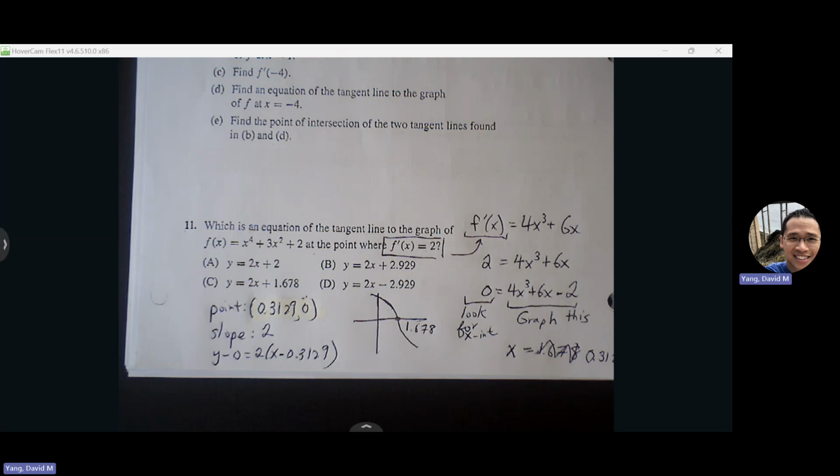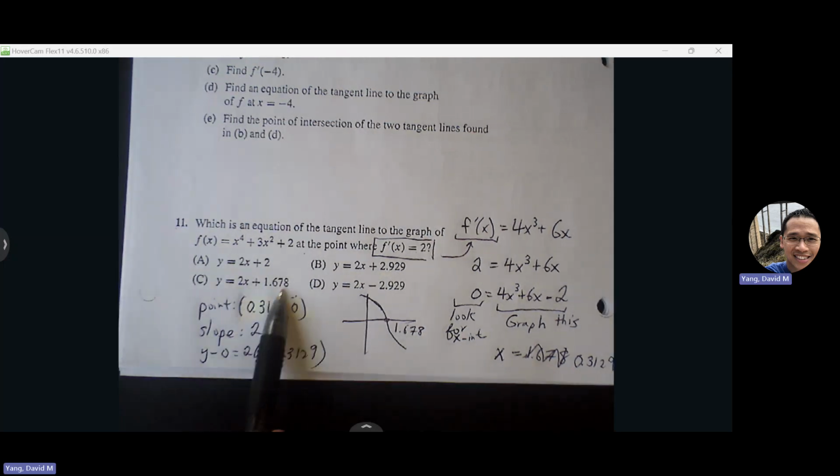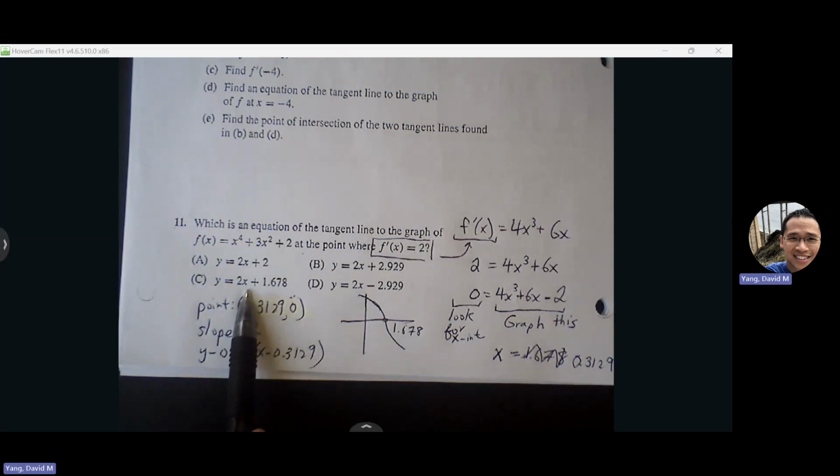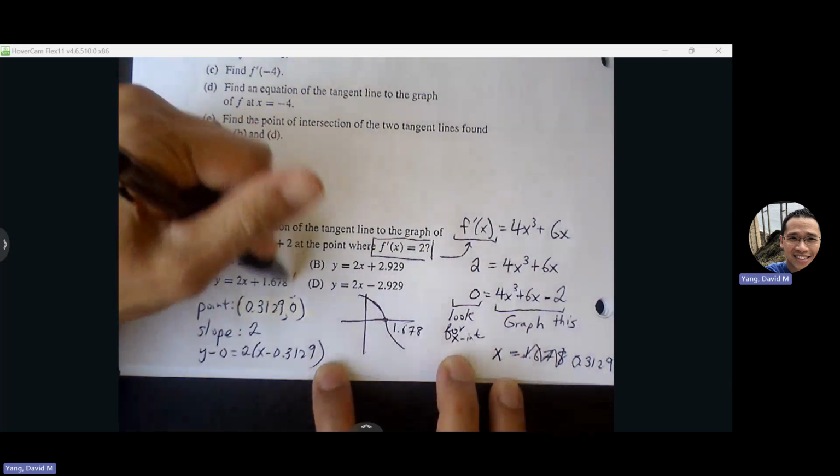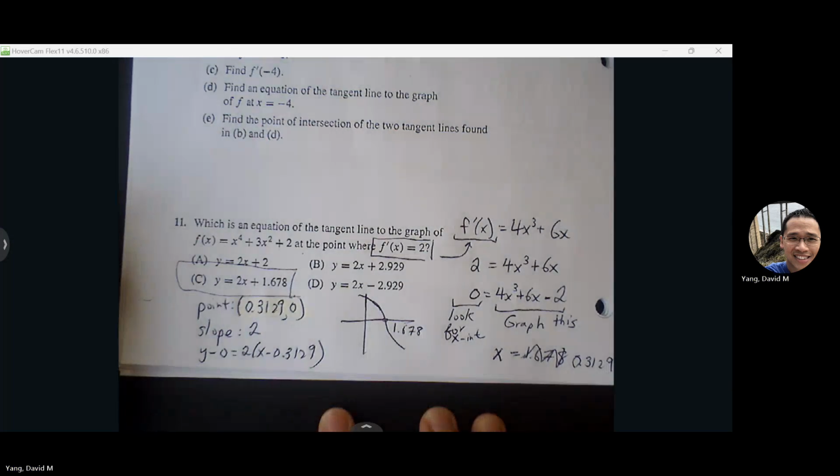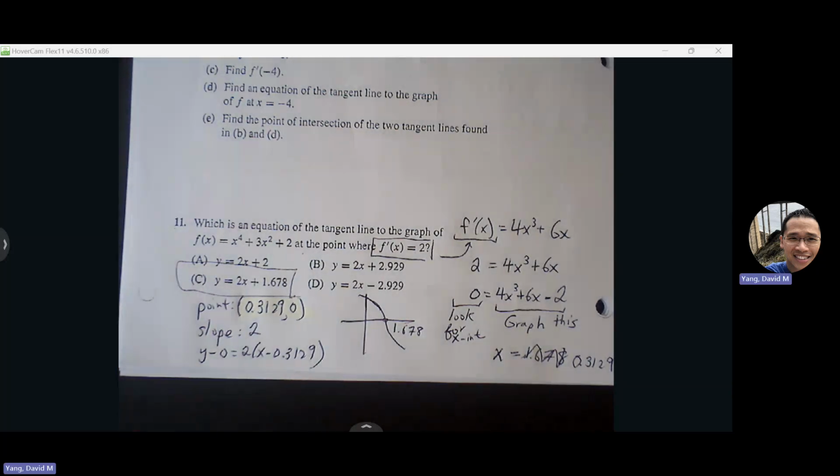Okay, let me get back to you. I think this is the right way to do it, but for some reason, I'm not able to see how it matches with this answer choice here. What did you do? Well, I think I put x back into f of x and then got 2.304, and then did point slope formula with that point. But then I got b. Oh, b's wrong.